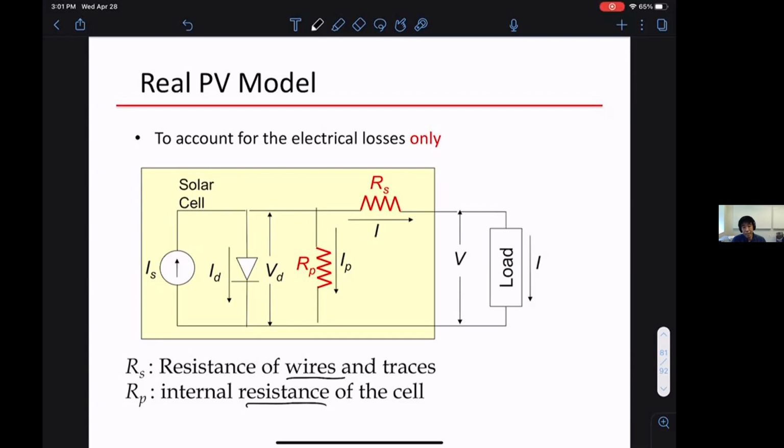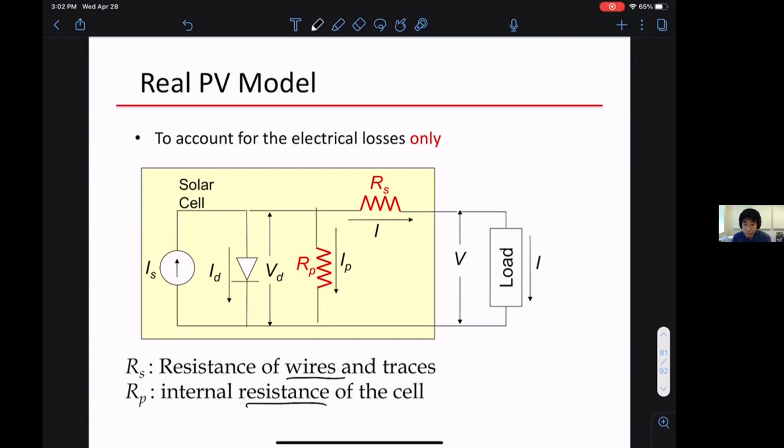Right. So again, the circuit is not all that much harder to work with. It's just that instead of one diode, you have a diode in parallel with a resistor. So the equation got slightly more complicated, but not all that much more complicated.